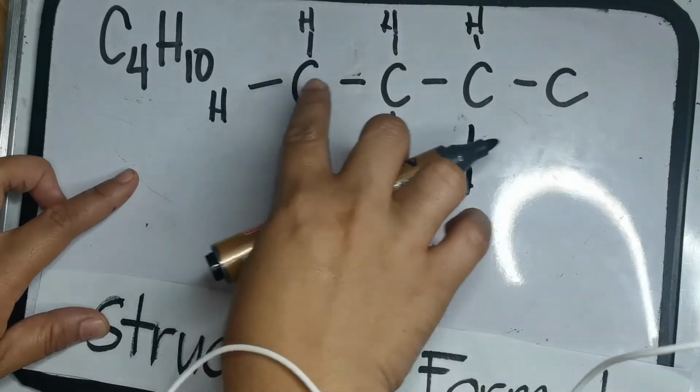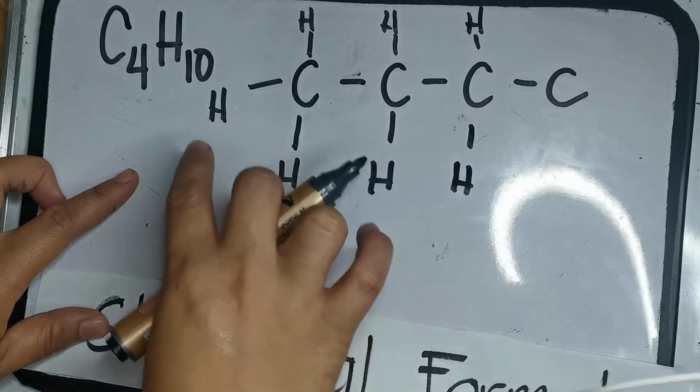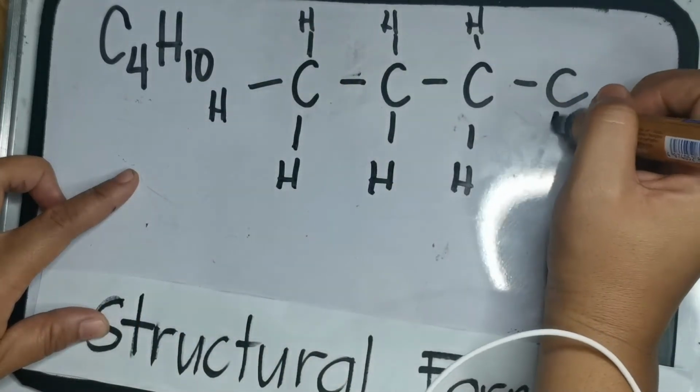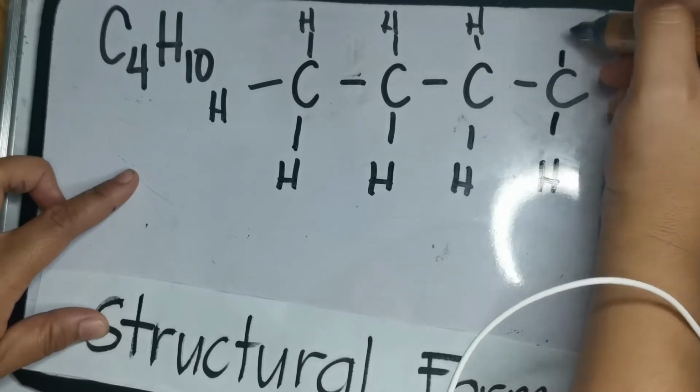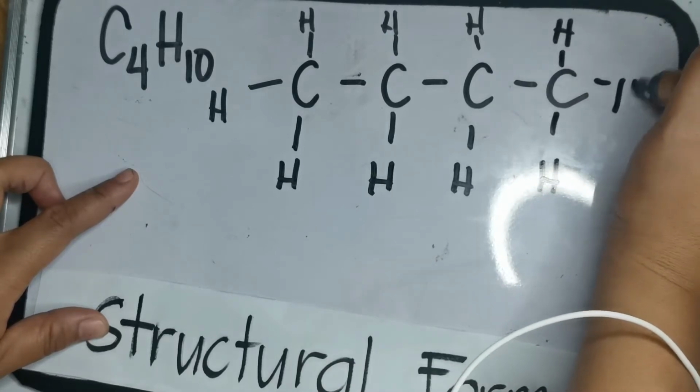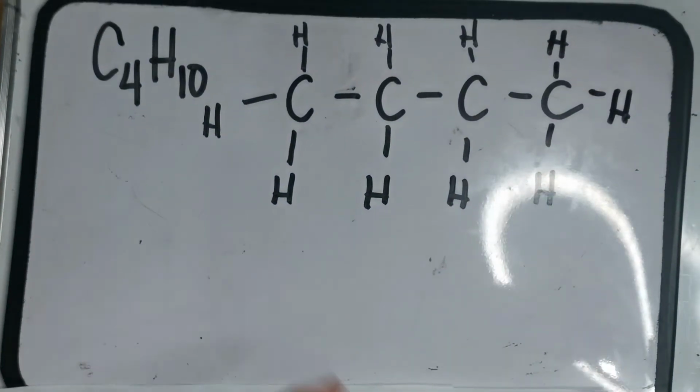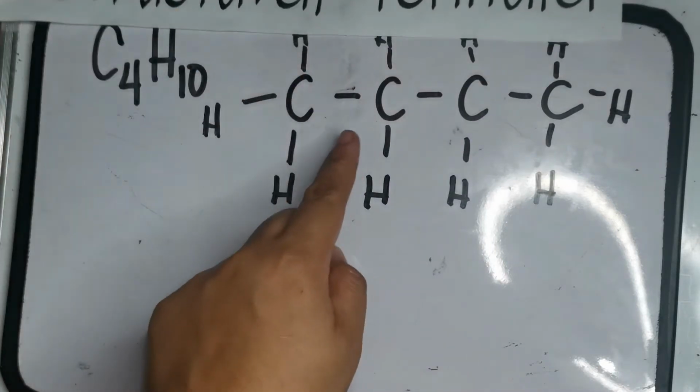Let's try to count. We have 4 carbons and 10 hydrogens. 1, 2, 3, 4, 5, 6, 7, 8, 9, 10. And that makes the structural formula of C4H10. Okay, yan po ang ating structural formula. So, wag pong magkakamali this way. This is the structural formula.